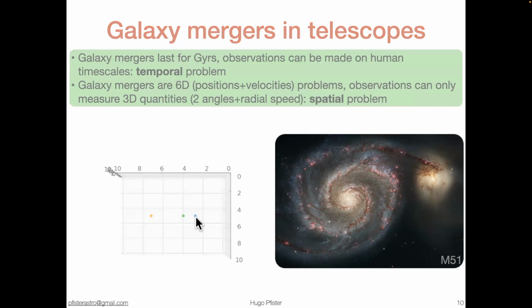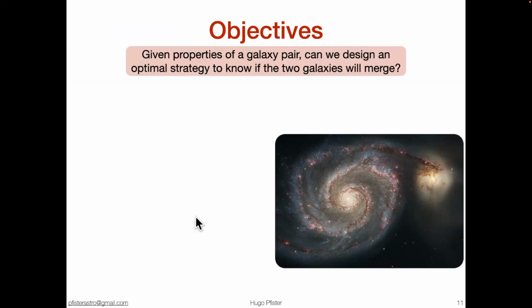So basically, this is the problem. If you have a galaxy pair, you see 2 galaxies in the sky. You don't know if they are close. This is the only information that you have. Can you design an optimal strategy to know if the 2 galaxies will merge?